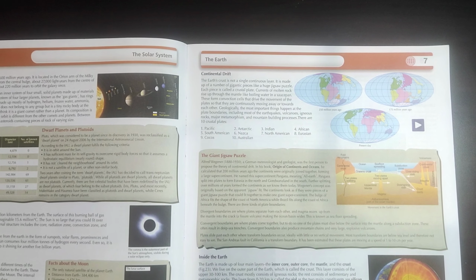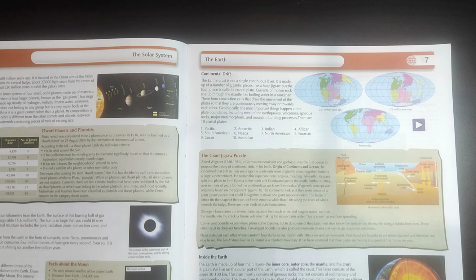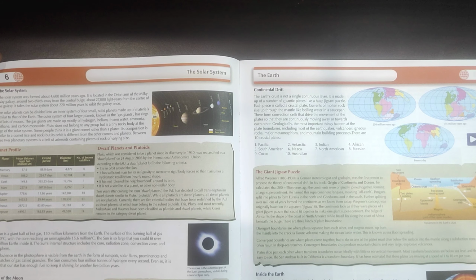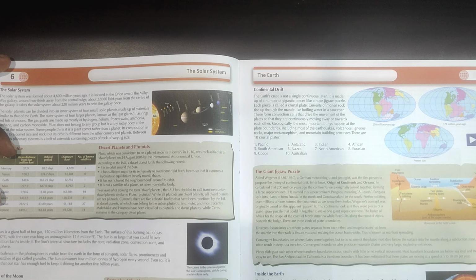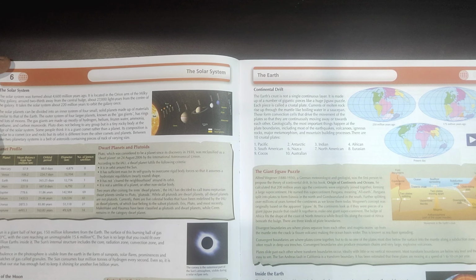And then it is followed by the solar system. They have defined the solar system and given the details of the solar system in a brief manner. And they have given a table of information regarding the planets in the solar system. In this table, they have given the orbital period, diameter, and number of known satellites. So for a planet, all that information is given in this table, which is very useful.